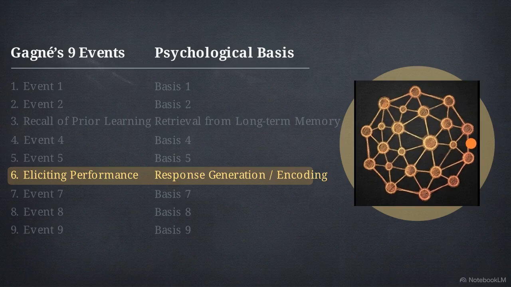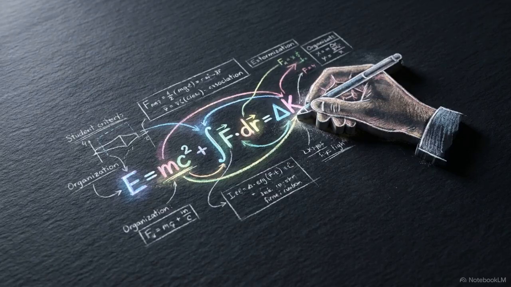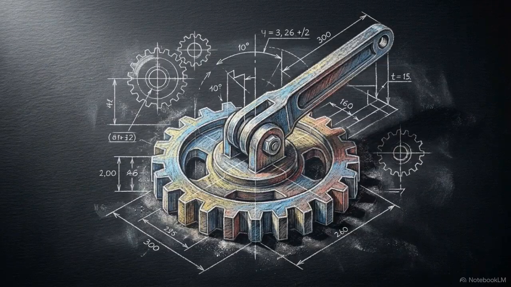In Event 6, Eliciting Performance, students generate responses. Simply listening to a lecturer is insufficient for encoding information into memory. Students must actively practice the target cognitive verb during the session to solidify the neural schema. Effective classroom tactics act as biological levers designed to force memory retrieval and permanent encoding.